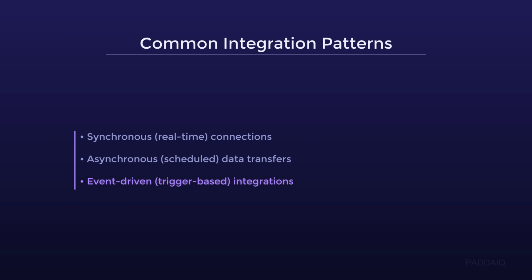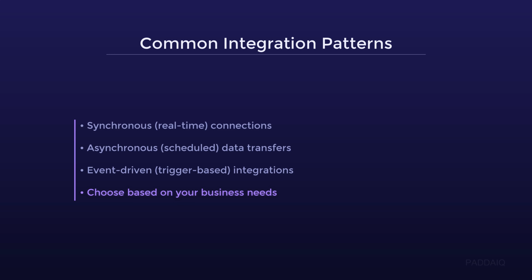Event-driven, trigger-based integrations. This means one system automatically reacts to a specific event or change in another system. For instance, when a sales order is created in SAP S/4HANA, it can automatically trigger the creation of a new task in a project management tool. This pattern ensures immediate and automatic action without manual intervention.